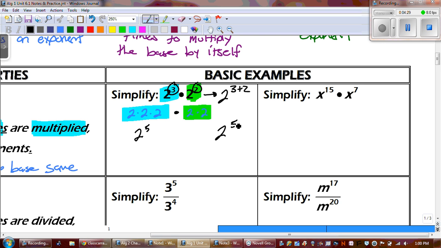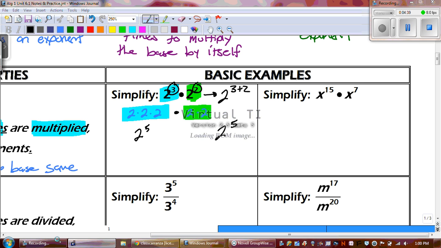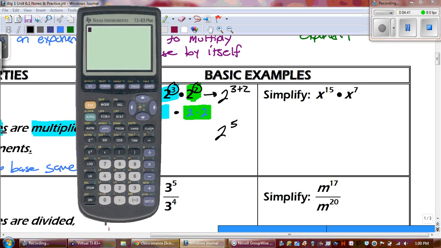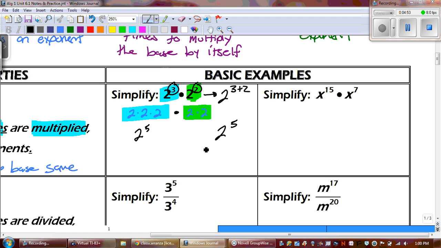Okay? But anytime we have a number with an exponent, we always want to find out what it is. We always want to simplify our answer all the way. So on your calculators, I would write 2 to the 5th power. Now, you might not be able to see it, but that little caret right there is the one that means exponent. Okay? And so we get our answer of 32.